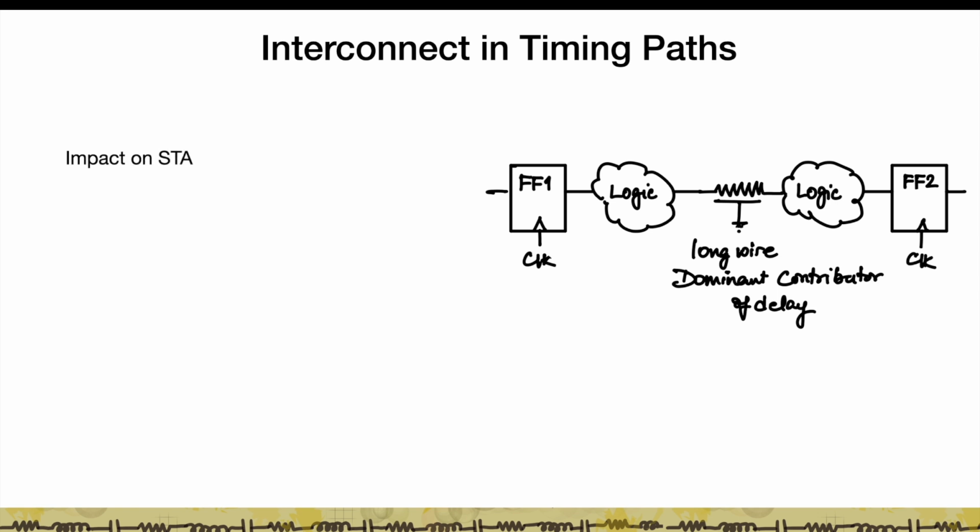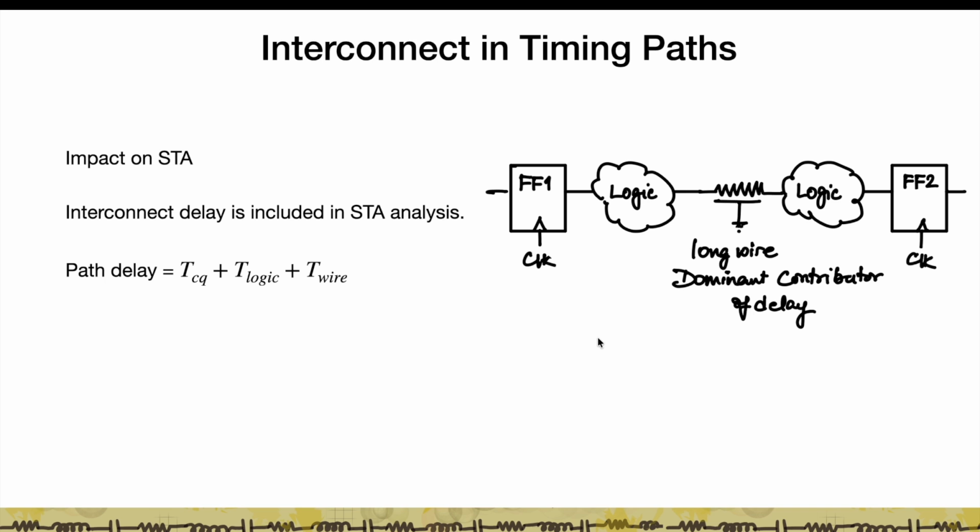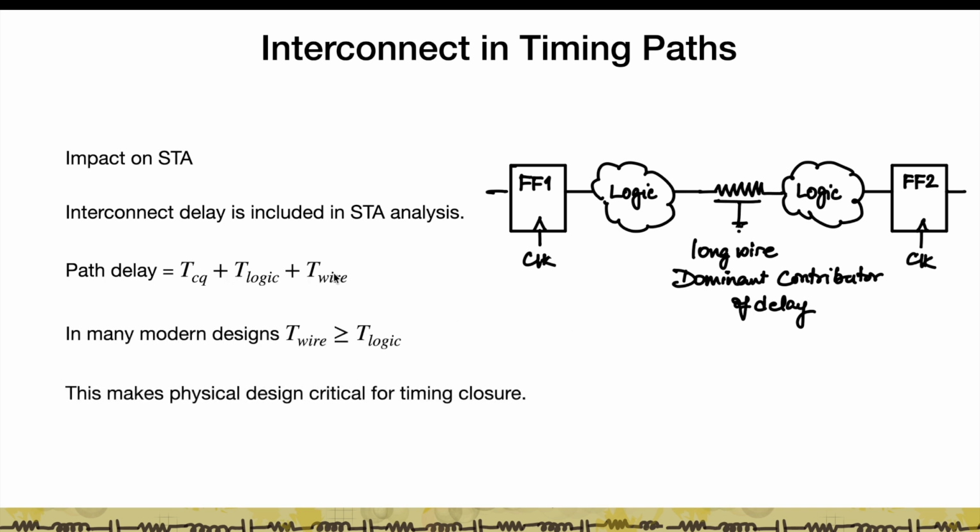Now we can state the full picture of what STA is actually analyzing. Total path delay is T_CQ plus T_logic plus T_wire. In older technologies, T_wire was a minor correction. In modern designs, T_wire is much greater than T_logic. The wire delay equals or exceeds all the gate delays on the path combined.